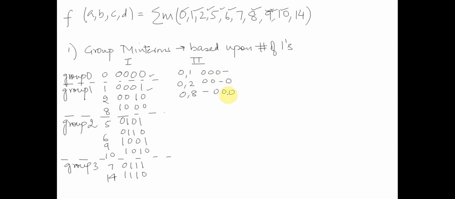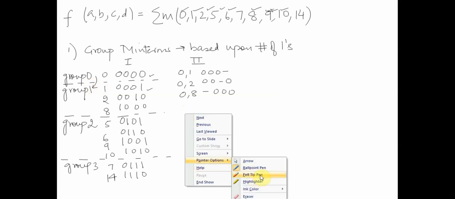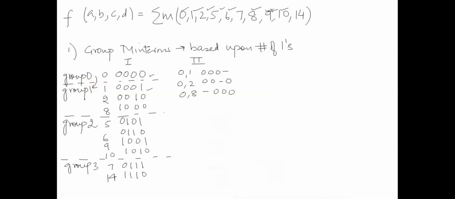Three digits are same, one differs. Right? Now, does it make sense to compare group 0 with group 2 and group 3? We have already compared group 0 with group 1. But does it make sense to compare group 0 with group 2? No, it does not make any sense, because in group 0 and group 2, at least two terms will be different, because this has only 0 ones, this has 2 ones.